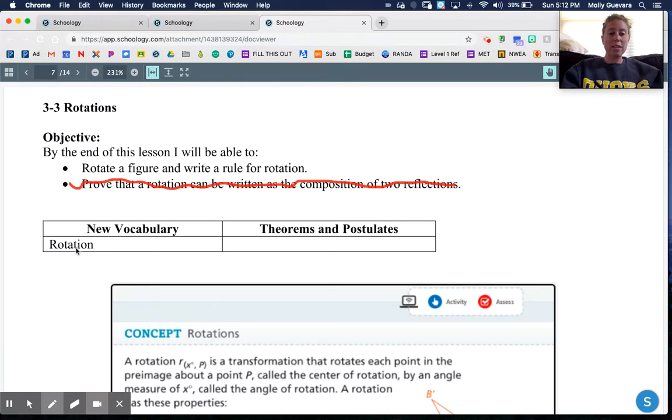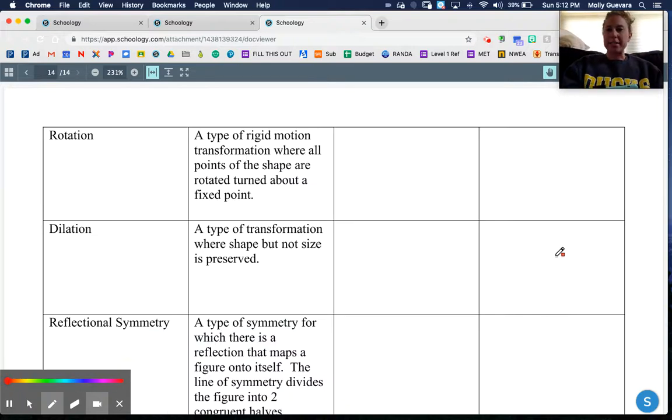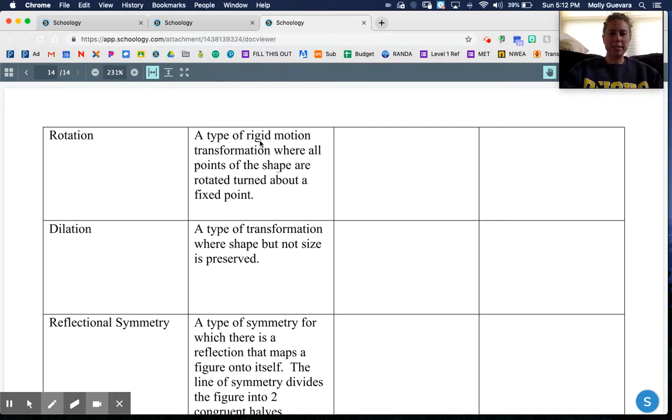And so rotation is actually our only new vocabulary today. So we're going to go to the end of the packet and fill out our one vocabulary term, and then we'll come back here. All right, so here on our terms list, we have rotation. And so a rotation is a type of rigid motion. So again, rigid motion means that the size and the shape do not change. Okay, so it changes maybe the way it looks, but the size and the shape don't change.